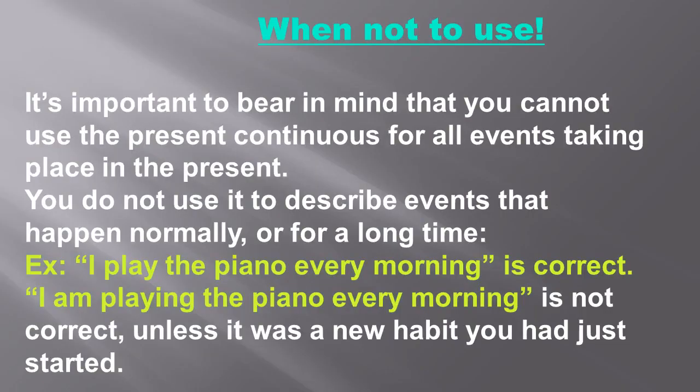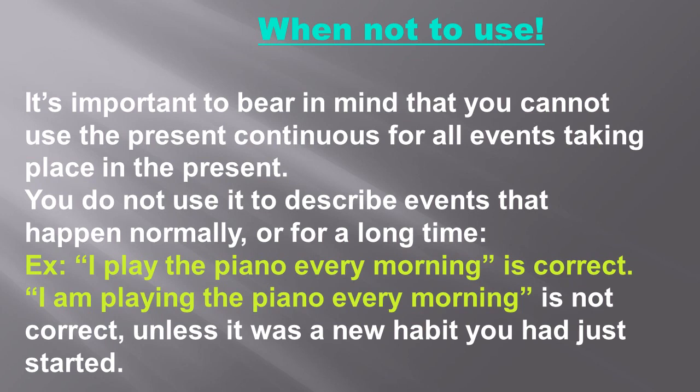Now, when not to use this tense, it is important to bear in mind that you cannot use the present continuous for all events taking place in the present. There is an exception. And what is that exception? We do not use it to describe events that happen normally or for a long time, because that becomes a habitual habit, and for such habits or expressions we will be using present indefinite tense. For example, I play the piano every morning. That is not a kind of new habit that is developed, or a kind of temporary event.